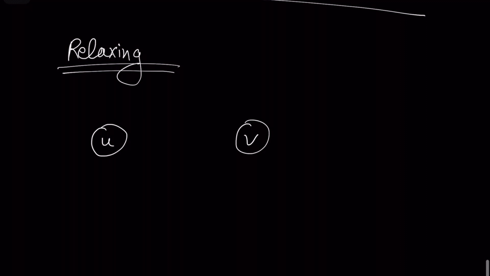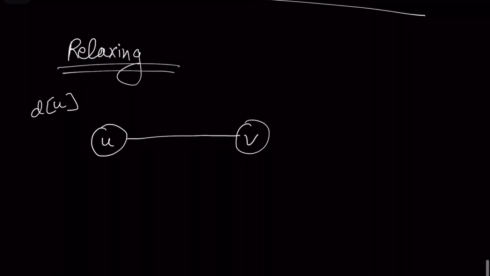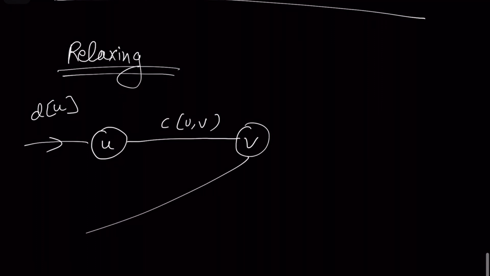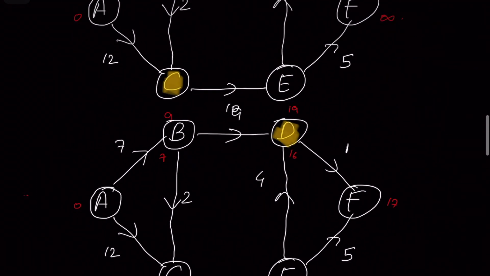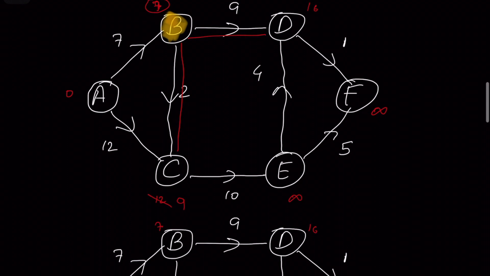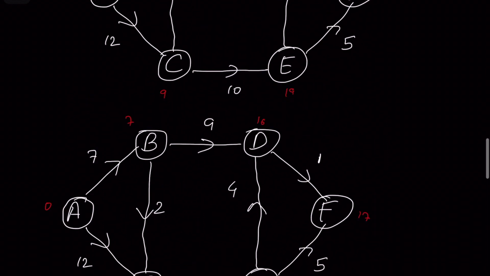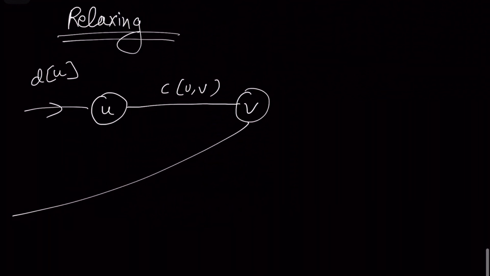So how you formally put it is, suppose there's this node U and this node V, and the distance to get to node U is du, and the distance of going from U to V is c(u,v), and the distance of getting to V via some other means. Like over here, the distance of getting to node C was 12, but the distance of getting to C from B was 9. So this distance from some other path, let's call this dv.